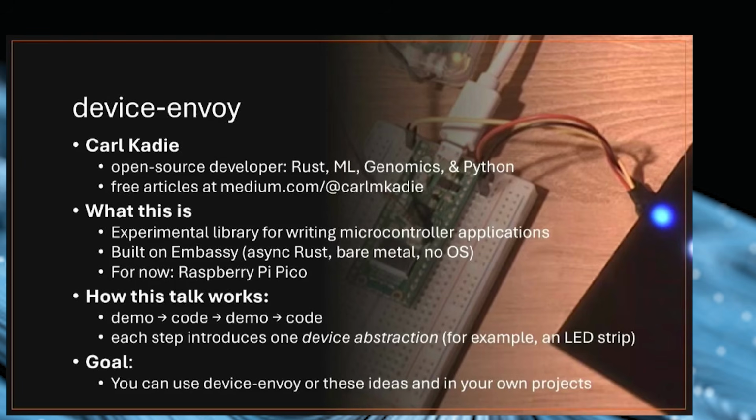How would you make the little chip do what we just talked about? And then there'll be another demo, code, and so on. At each step, we'll introduce one device abstraction. An example of that is the device abstraction for controlling an LED strip like this one. And the goal at the end of this is I'm hoping you'll have confidence and maybe interest in using device-envoy for your Raspberry Pi Pico projects.